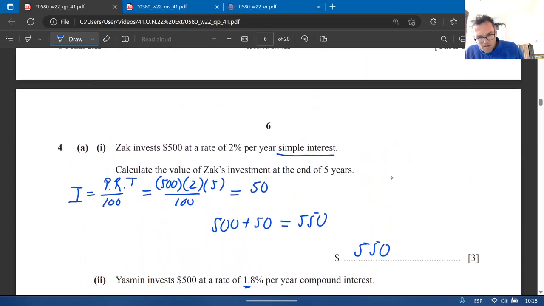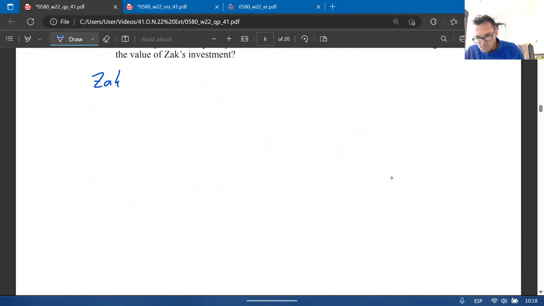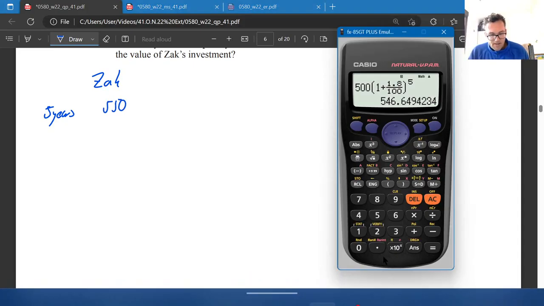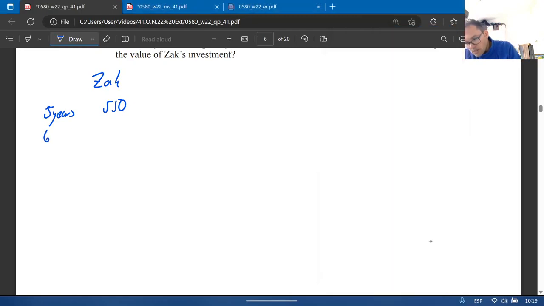They are just going to keep adding on the same amount each year. That is 2% of 500. What is 2% of 500? We know after 5 years you got 550. But they are adding 2%. So 0.02 times 500. Every year, they add on 10 more. So after 6 years, he's going to have 560. After 7 years, 570. After 8 years, 580. After 9 years, 590. After 10 years, 600.